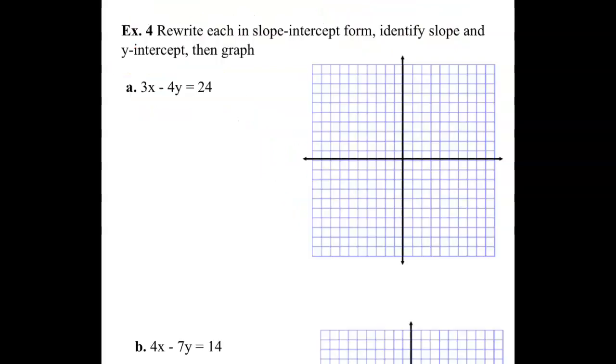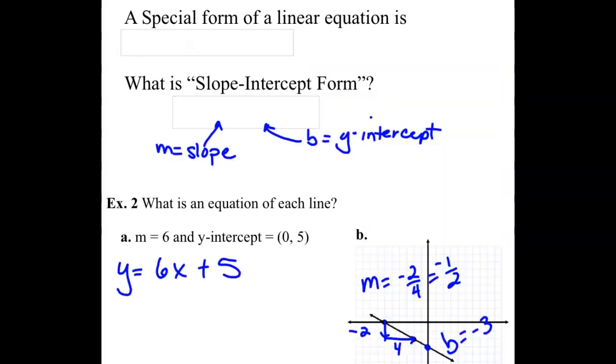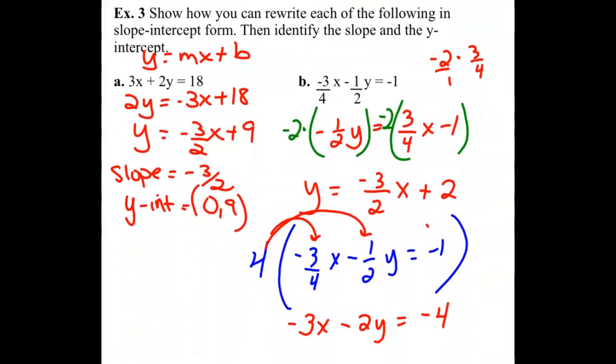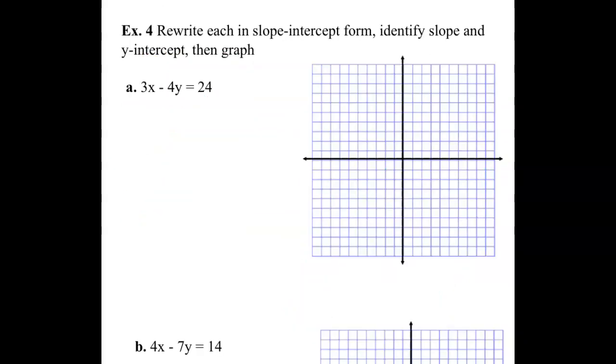All right. This one says, rewrite each in slope-intercept form, identify the slope and the y-intercept. Sorry, I think I skipped that on the last question, didn't I? Identify slope and intercept. So for this last question, our slope was -3/2 and our y-intercept would be (0, 2). Okay. So I'm going to pause the recording. I want you guys to rewrite this in slope-intercept form. Identify the slope and the y-intercept. If you know how to graph it, go ahead. If you don't, you can wait for a minute and we'll talk about that.